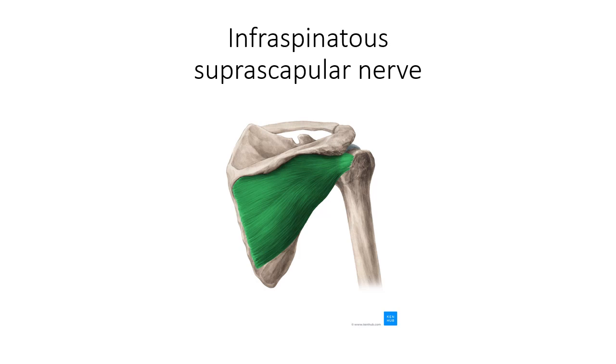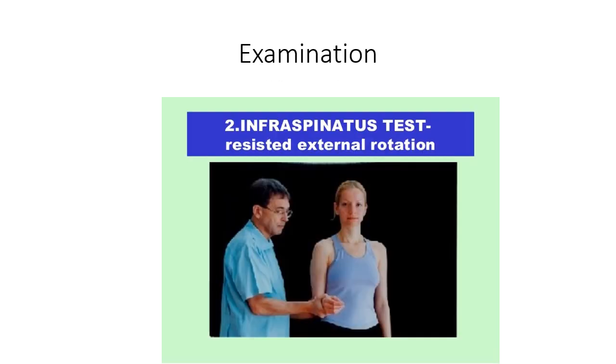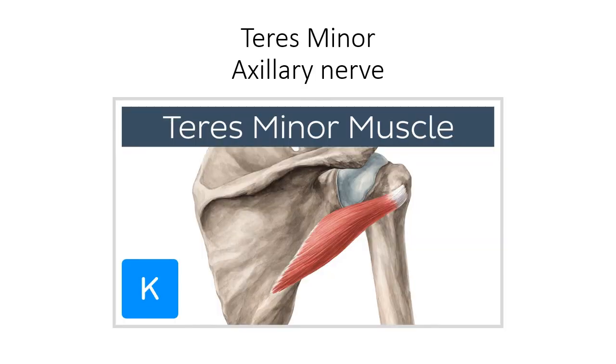Infraspinatus. The origin is from the infraspinous fossa. Insertion on the greater tuberosity. Nerve supply, suprascapular nerve. Function is external rotation or lateral rotation of the arm. To examine it, the examiner is going to resist the external or lateral rotation movement of the arm while the arm is adducted to the trunk.